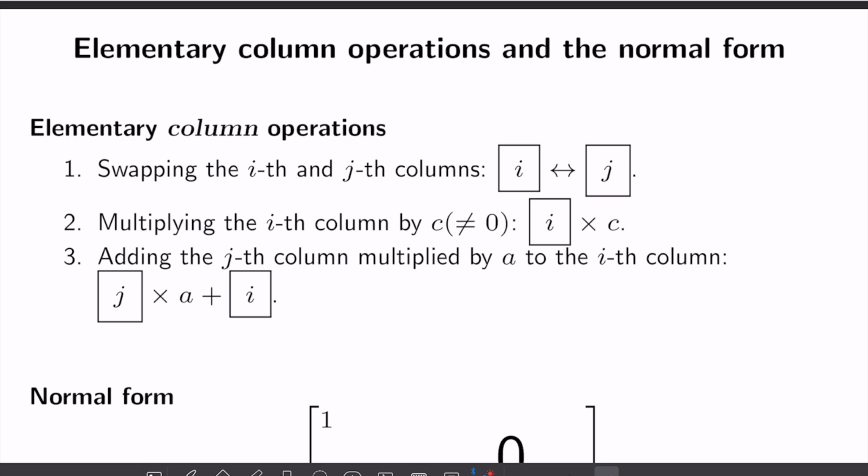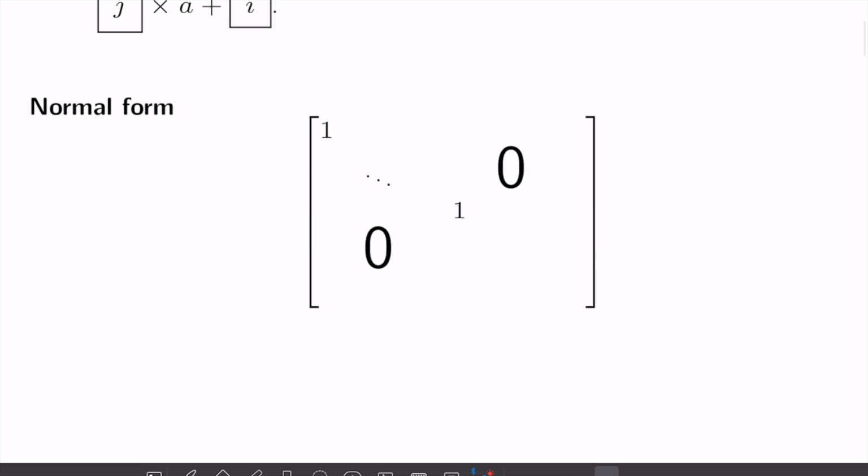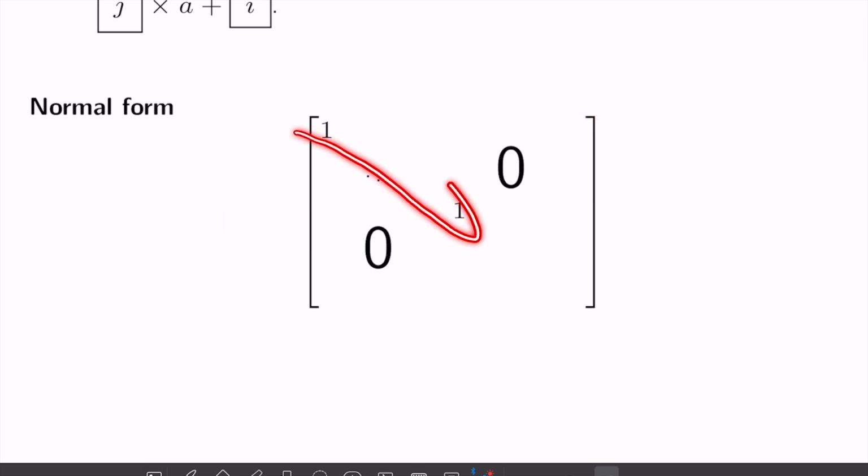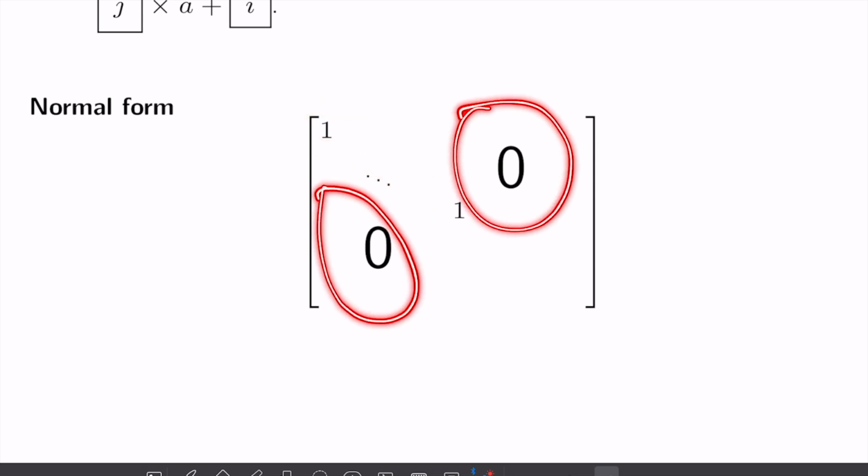another column. By combining elementary row operations and elementary column operations, we show that any matrix can be transformed into this form. That is, we have ones in the upper left corner of the matrix and everything else is zero.